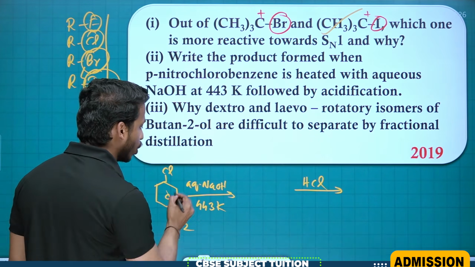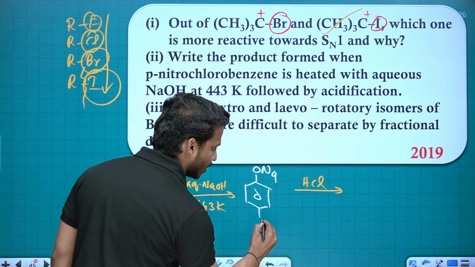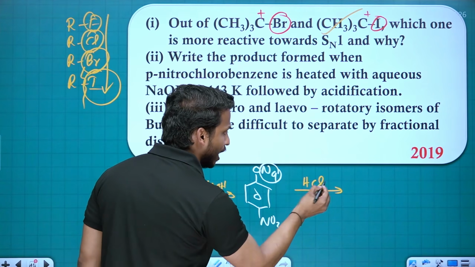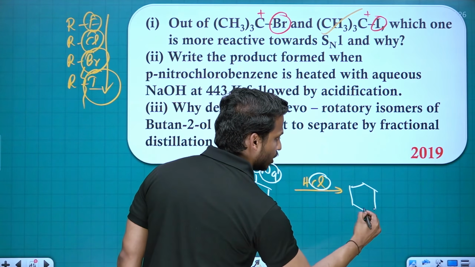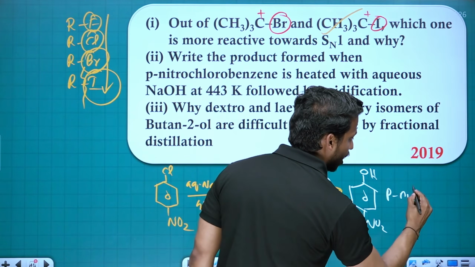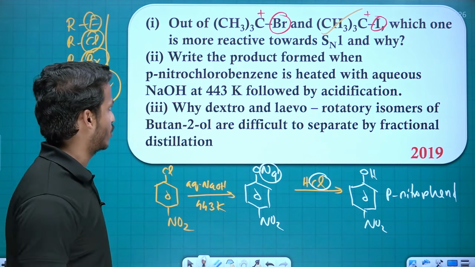Dow process. You know, chlorobenzene, when treated with aqueous NaOH, we get sodium phenoxide, and the nitro group is there. When it is treated with acid, NaCl goes out, this H goes to this side, and you will get para-nitrophenol. We will get para-nitrophenol. That is our Dow process.